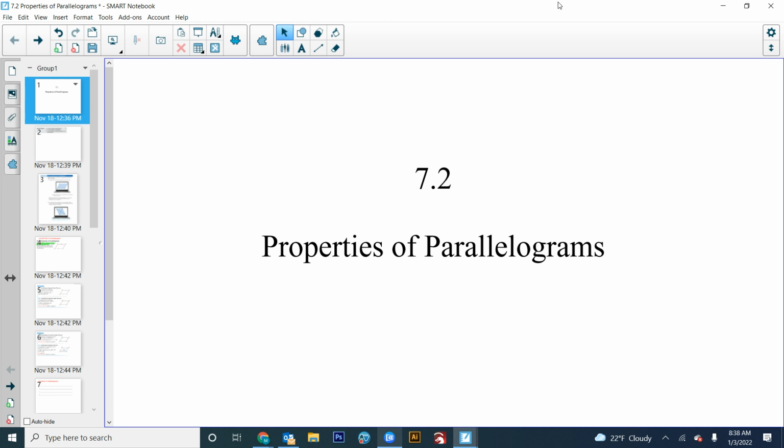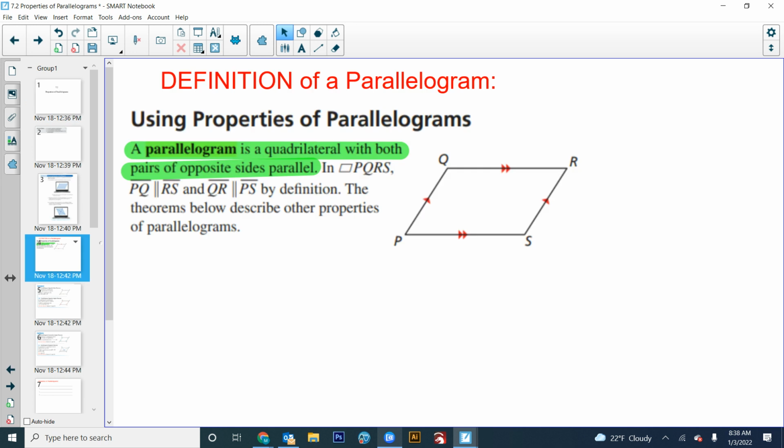Definition. It should be two sets of parallel sides. You agree? Disagree? Two sets of parallel sides. Nailed it. Well done. All right. So a quadrilateral, so it has to have four sides. And it has both pairs of opposite sides parallel. Both pairs, this is the definition. Both pairs of opposite sides are parallel.